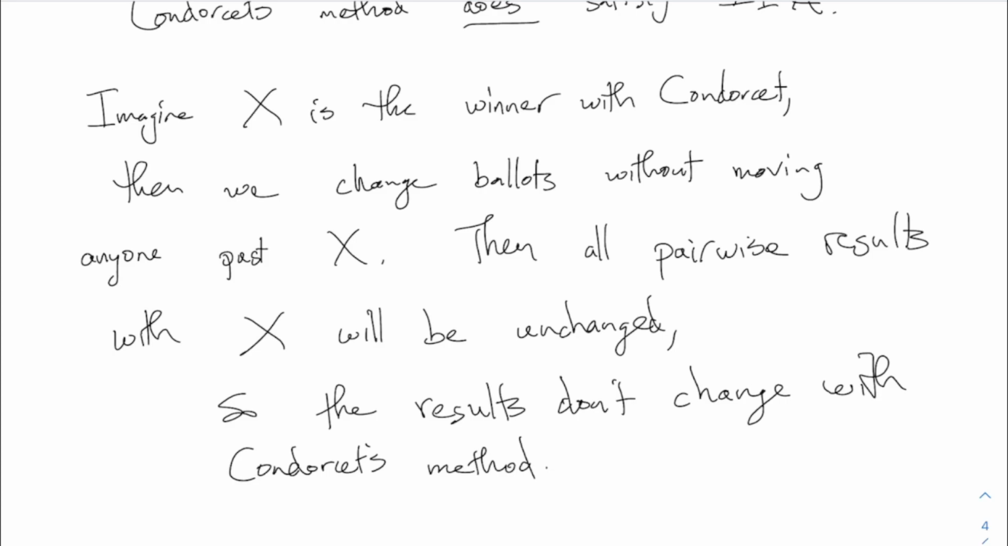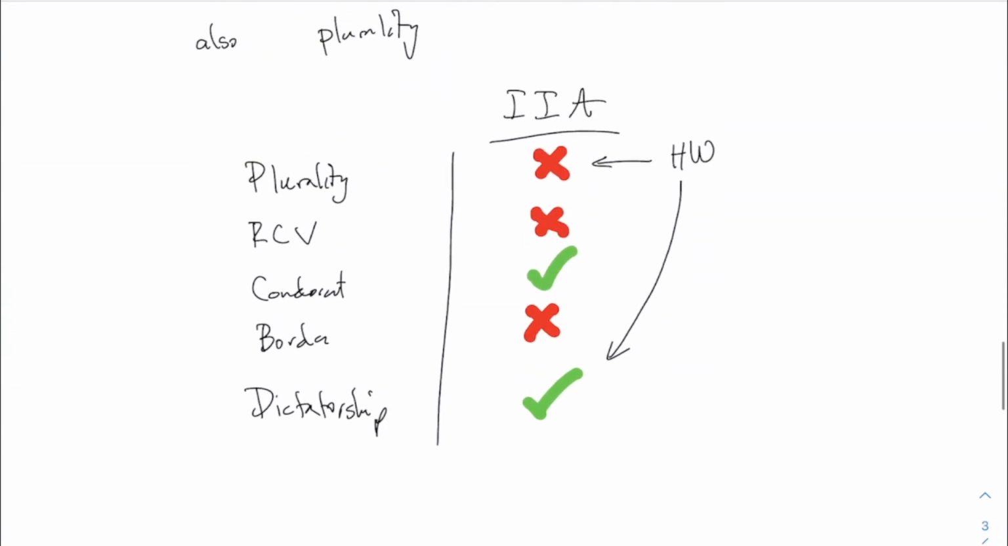All right. So anyway, this is the Condorcet method and the IIA. The IIA actually is very difficult to satisfy. Most things do not satisfy the IIA. In terms of the ones that we've talked about, it's just the dictatorship and the Condorcet method.